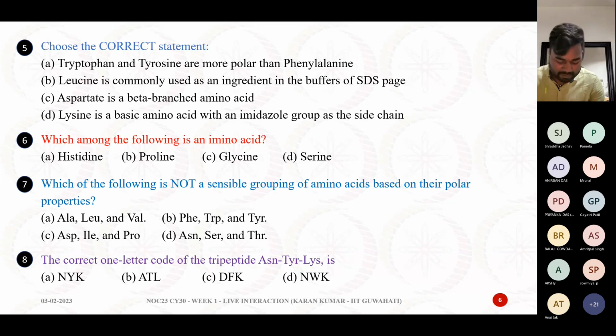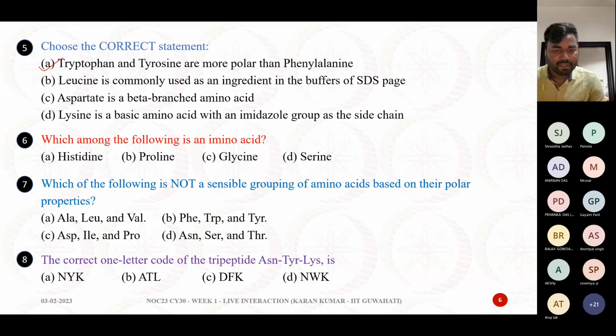Yeah, that is a kind of a good analogy. But because of the conjugation, the more rings it has, the more conjugation, like electron delocalization. Because of that, it is a little bit more polar than phenylalanine, because electrons are mostly delocalized among the ring, and that makes it more polar than the phenylalanine. Okay, very good. So option A is correct.